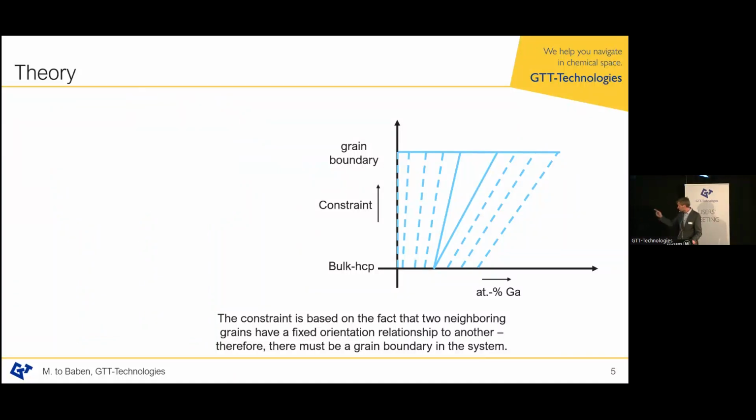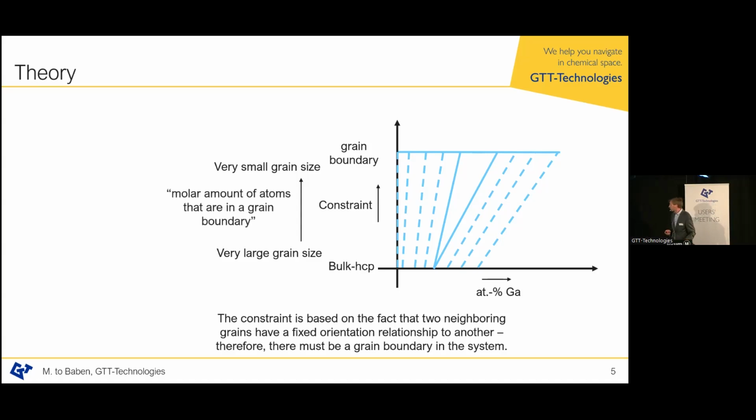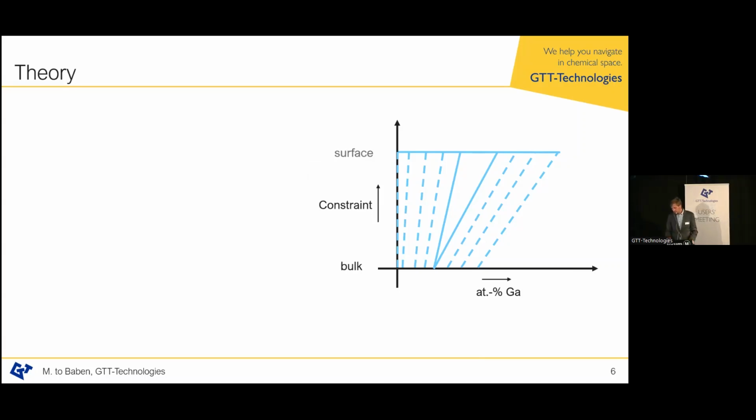Okay, now we have our constraint axis here, and that means that as we move from the lower part to the upper part, we're increasing the number of grain boundaries. That means we're decreasing the grain size. And that is just a geometrical conversion, you can believe me. We are forcing more and more atoms to move into the grain boundary by adding more constraint. Good. Wonderful. So this is exactly the amount of atoms that are in the grain boundaries here.